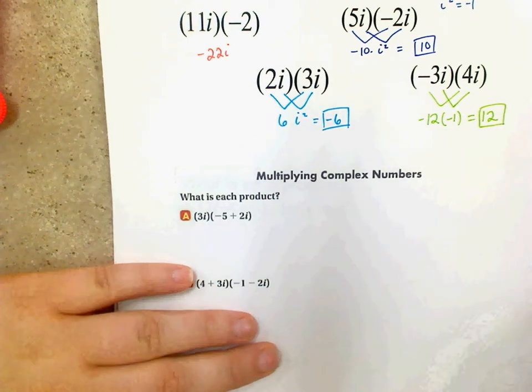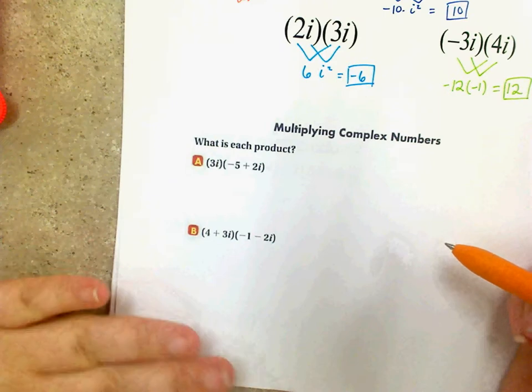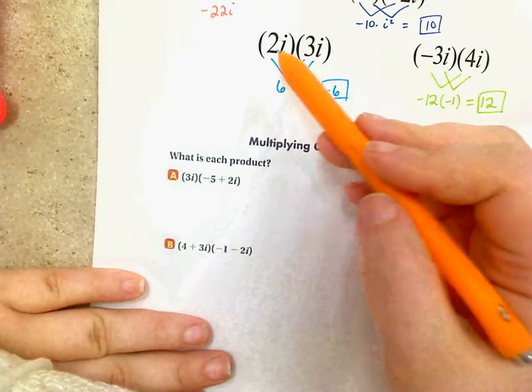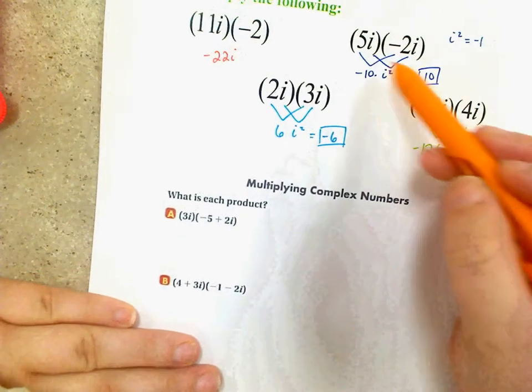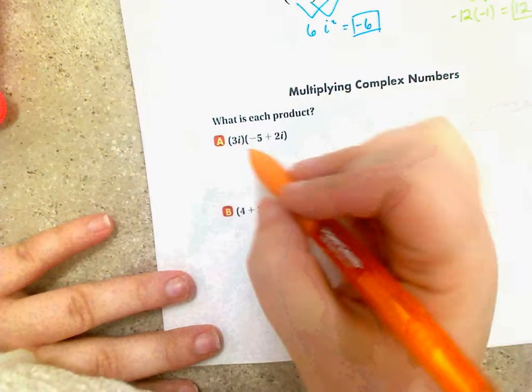So in general, when I multiply two imaginary numbers, negative 3 times 4, I just think negative 12, so positive 12. Positive 6, so negative 6. Negative 10, so positive 10. And I just go the opposite. Okay? So here we're going to distribute.